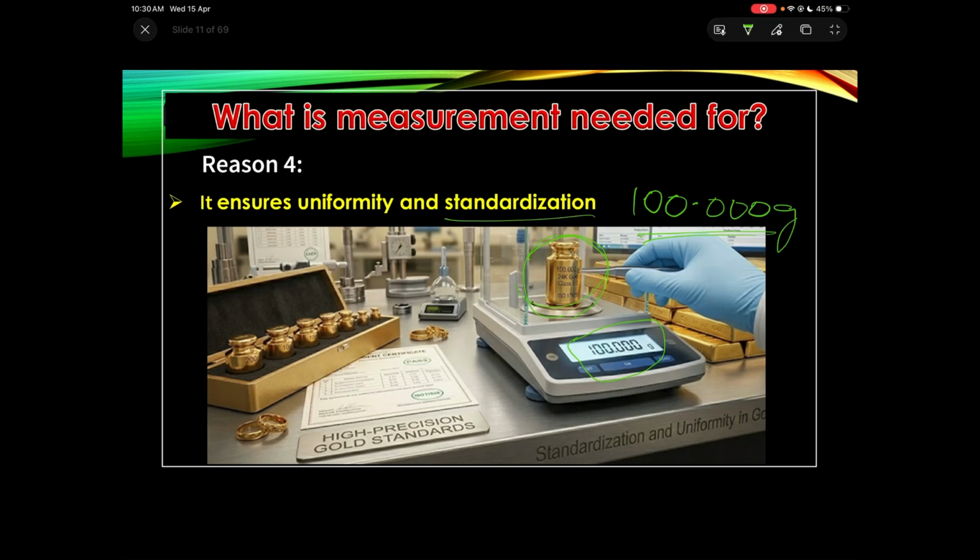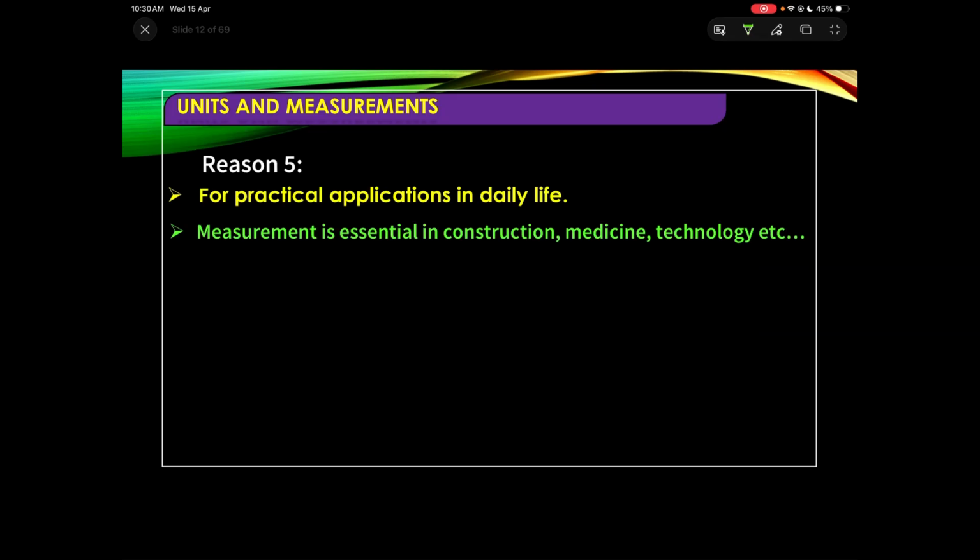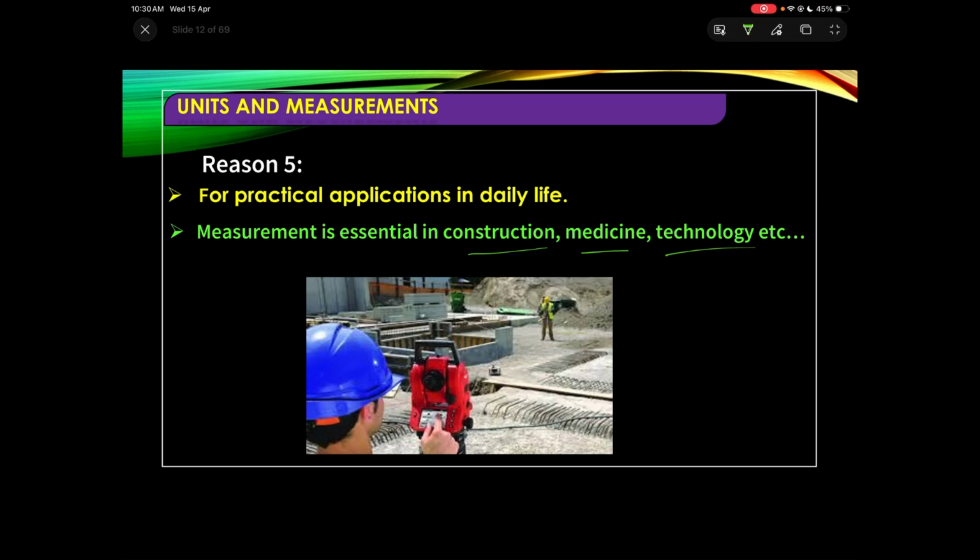Another example for that, let's see, gold. Suppose you want to measure the diameter of a gold ring. It is very precise, it is very accurate. Why is it? Because the measurement ensures uniformity and standardization all over the world. And the last one, the fifth one, reason number 5, it is needed in daily life. It is needed in constructions, it is needed in medicine, it is needed in technology. Let's see, they are making constructions to measure the length of the room or height of the building, etc., etc.